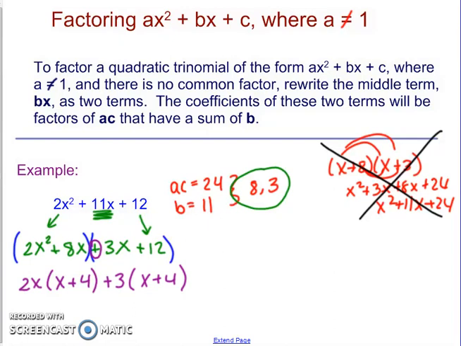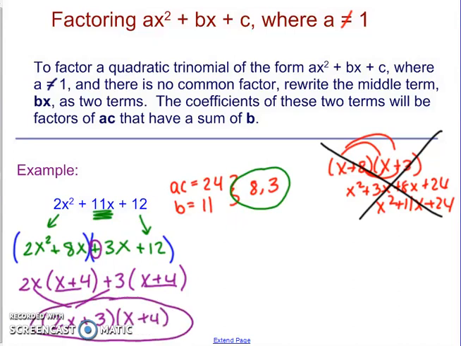Now this is very important. What you're left with in the parentheses has to be the same. If it's not the same, you did something wrong, you need to go back and double check. So they're both x plus 4s. Our last step is to take the two outside terms and put them together. So that becomes 2x plus 3. And then the two terms that are exactly the same, the x plus 4s, we just take one of them. And now this is our factored answer. You can always double check this by foiling it together and seeing if it's what you started with.